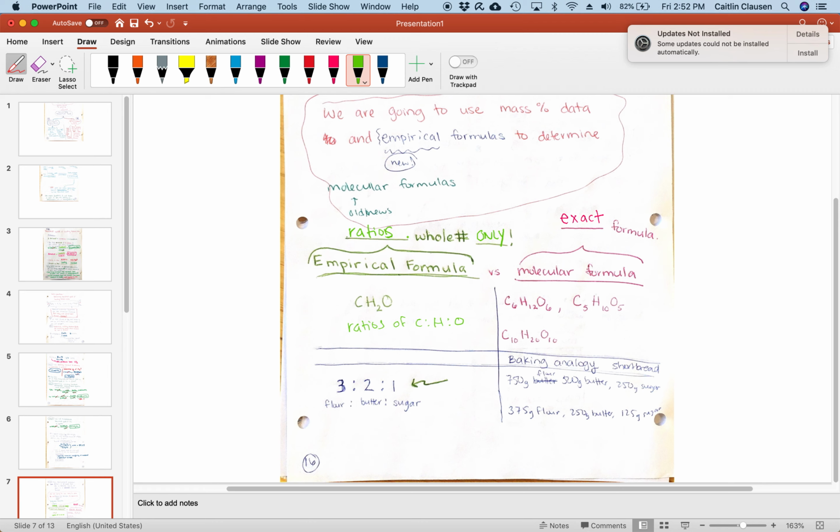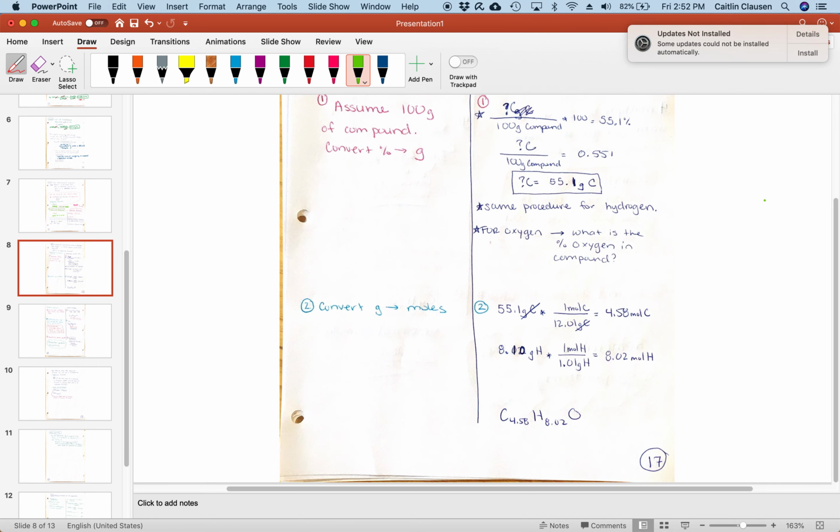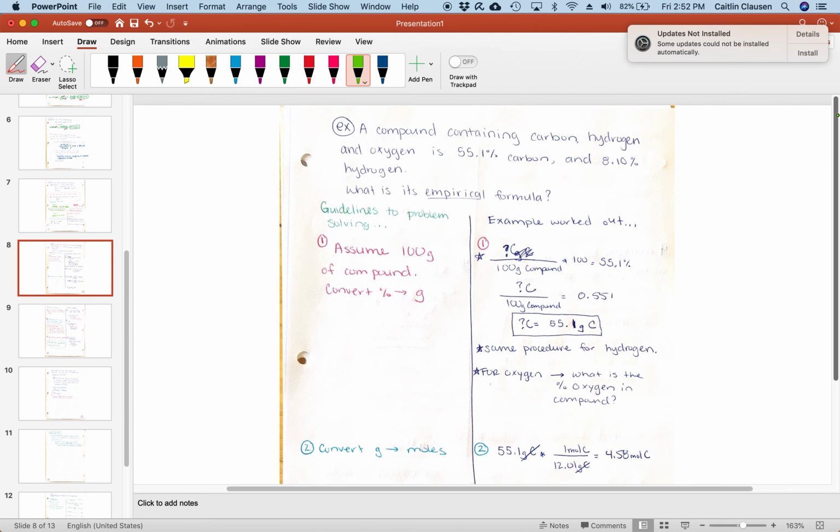So we're going to use these empirical formulas to figure out some percentages. I'm going to list out the steps, walk you through some of the steps, and then you can practice one on your own. I will not go over the practice problem right now, but you can ask me questions if you have questions.